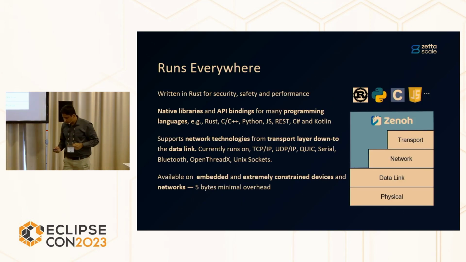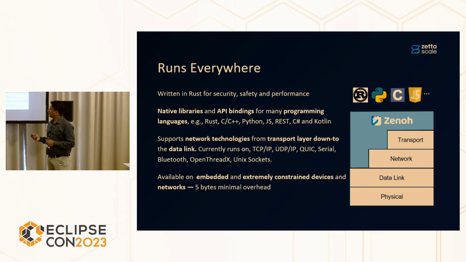Having said that, Zeno can run on any transport. For instance, we can run on TCP/IP and UDP/IP. Since we can also run on the data link layer, we can use serial interfaces or your proprietary protocol, as a matter of fact, to tunnel data through Zeno.